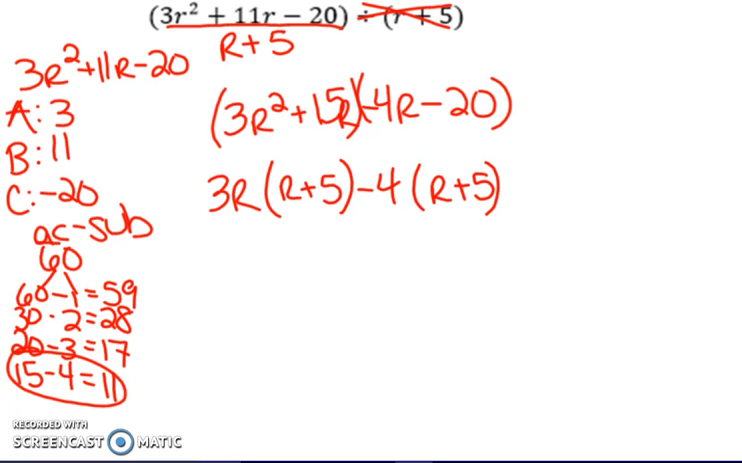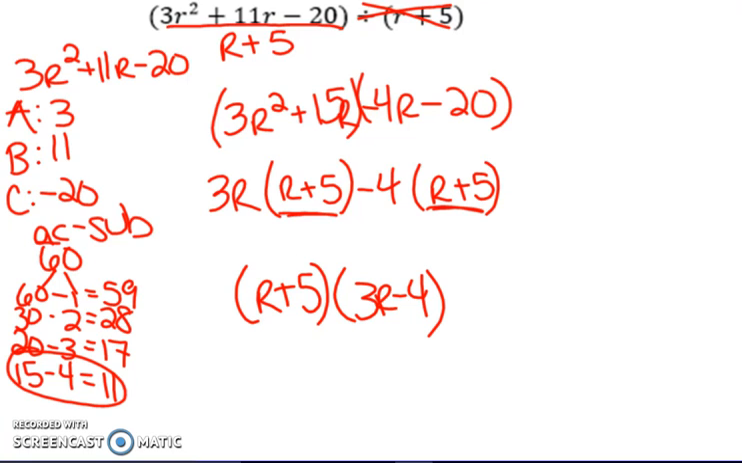And this goes back to what a lot of you in class have asked about: when do I know to pull out a positive or negative? If we were to pull out a positive 4 there, we'd be left with negative r minus 5. And we notice that parenthesis doesn't match the other one, so we can't do it in there. We still need both of our parentheses to match. So now we have r plus 5 and 3r minus 4.